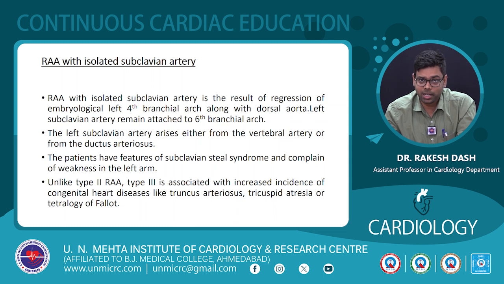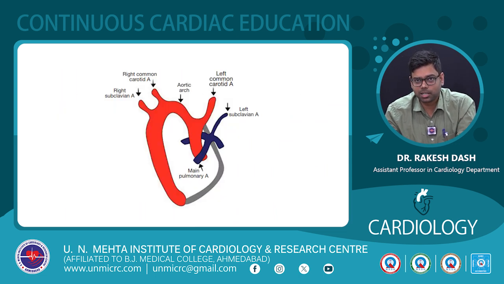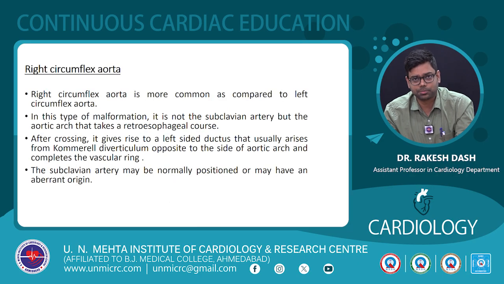Unlike type 2 right aortic arch, type 3 is associated with an increased incidence of congenital heart disease like truncus, tricuspid atresia, or TOF. This is a diagram depicting the left subclavian artery arising from the ductus arteriosus. It is important to maintain the patency of the duct supplying this left subclavian artery, or the patient will have acute limb ischemia when the duct closes.